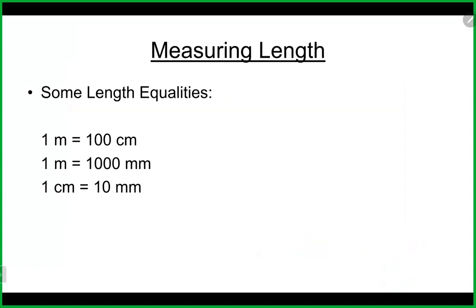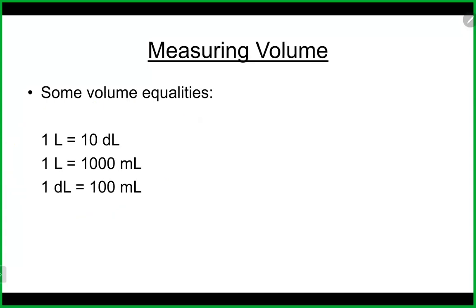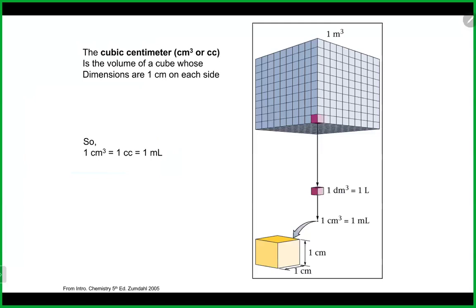All right, so some of these common measuring lengths that we talked about are equalities. 1 meter is 100 centimeters, 1 meter is 1,000 millimeters, and 1 centimeter is 10 millimeters. These are, again, definitely all ones that you should know. Volumes: 1 liter is 10 deciliters, and 1 liter is 1,000 milliliters. Again, most of the time you're definitely going to see that one. You should maybe have an understanding of the others, but that 1 liter is 1,000 milliliters conversion is used a lot.